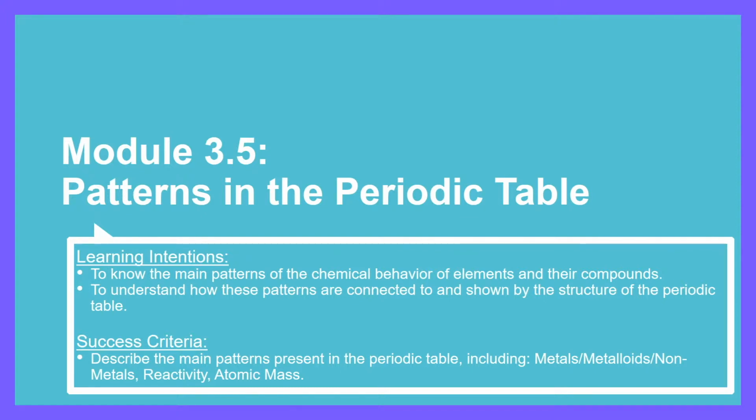Okay, welcome to Module 3.5 and our last video for Unit 3. Today we're going to look at patterns in the periodic table. So last video we looked at the structure of the periodic table and we talked about how there were patterns that occurred in it with certain properties. Well, we're going to look at those properties in detail today.